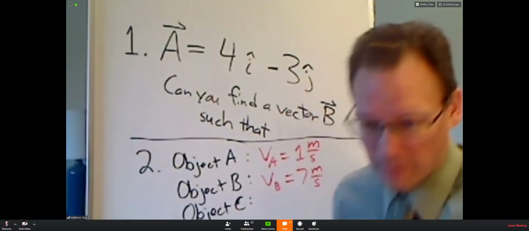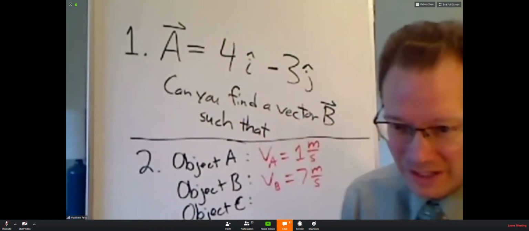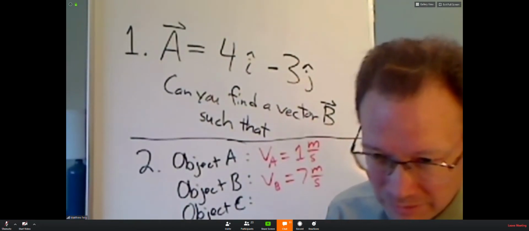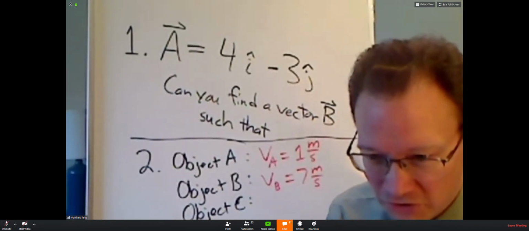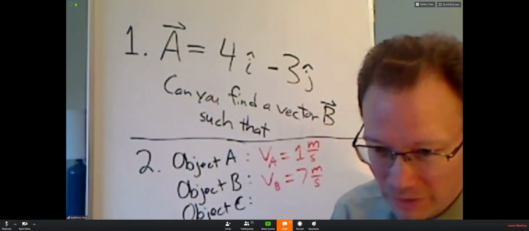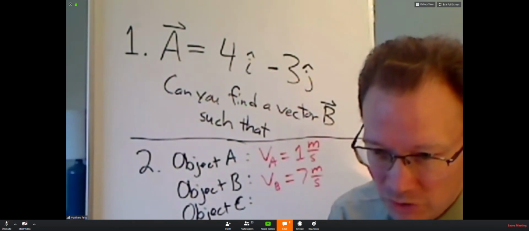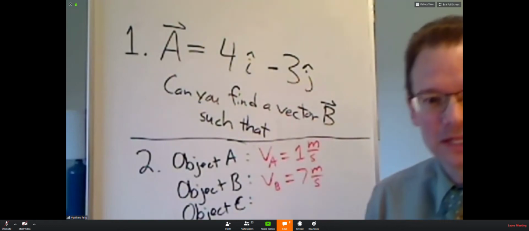Okay, so let me read what I wrote and see if it's what I wanted it to say. A, B, and C are all the same mass. Velocity of A is 1 meter per second. I meant to say velocity of B is 7 meters per second. What should be the velocity of C so that it has a kinetic energy halfway between the KE of A and the KE of B?